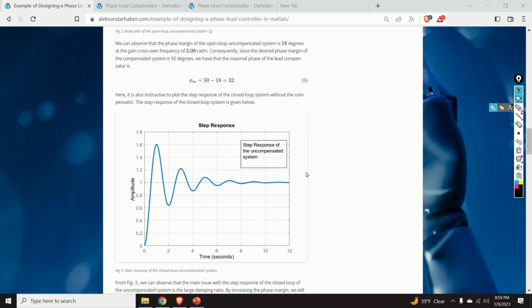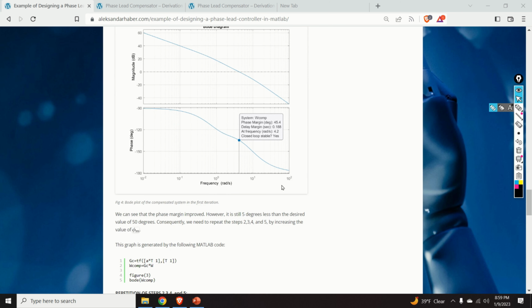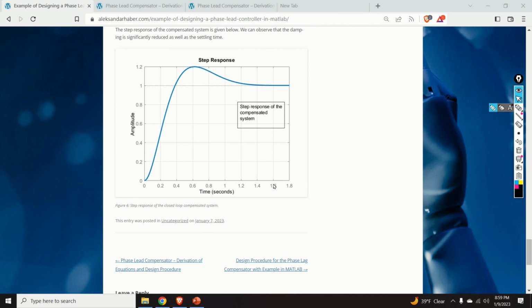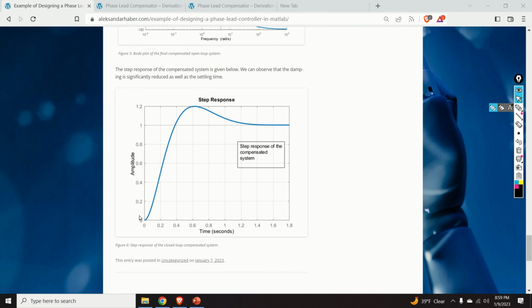And I can show you the step response. It's given over here. So this will be our goal, to design the system that will produce the closed loop step response that looks like this. And the magic of the phase lead compensator is that it can achieve that.